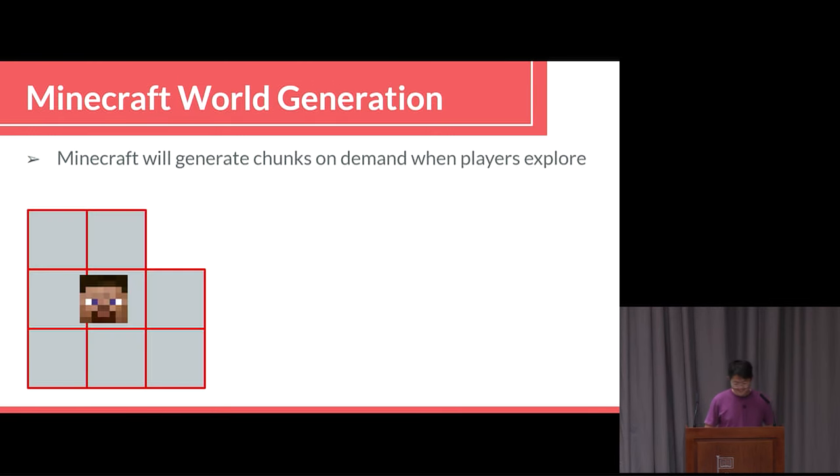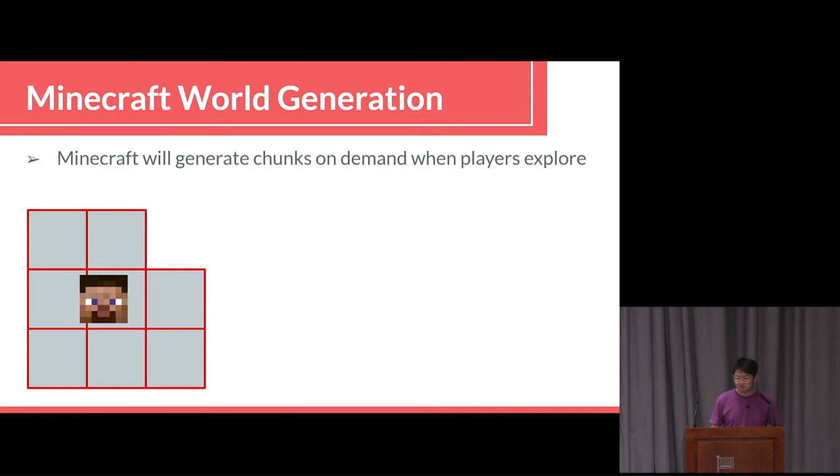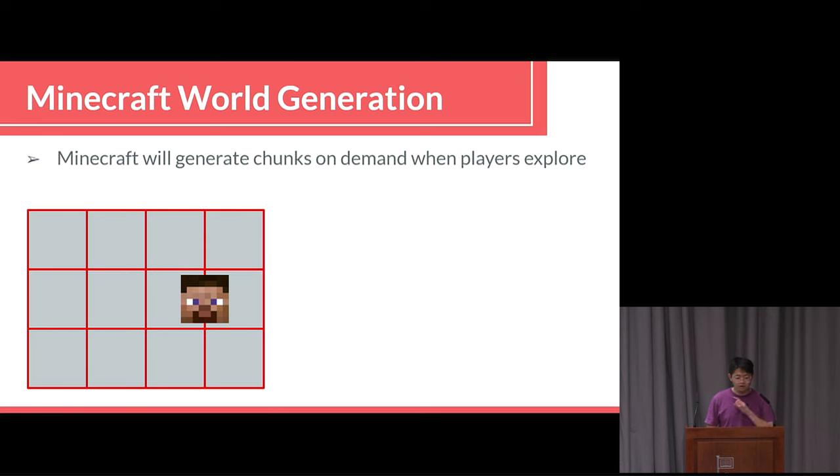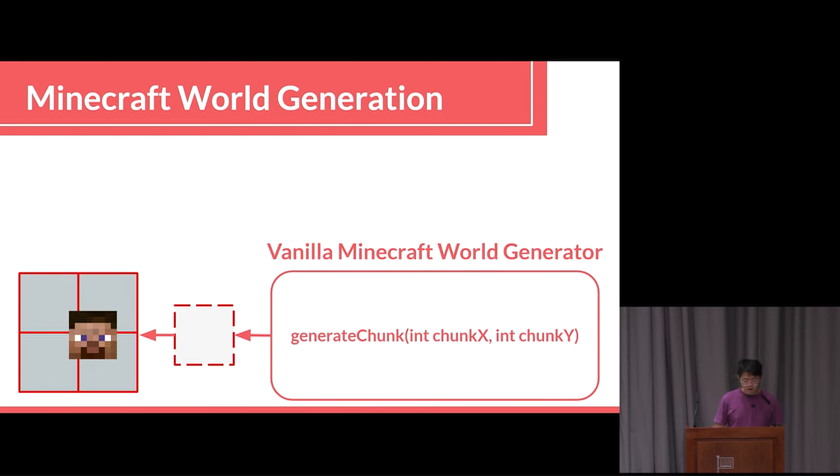So chunks are generated as players explore the world. I'll just replay that to nail that in. As the player explores, the pipeline will generate more and more chunks. So we don't actually know which chunks come first, nor do we know where the player is going to explore next. We can't predict where the structures are without writing something to do that for us. And there is an inbuilt procedural pipeline inside vanilla Minecraft that will generate things chunk by chunk.